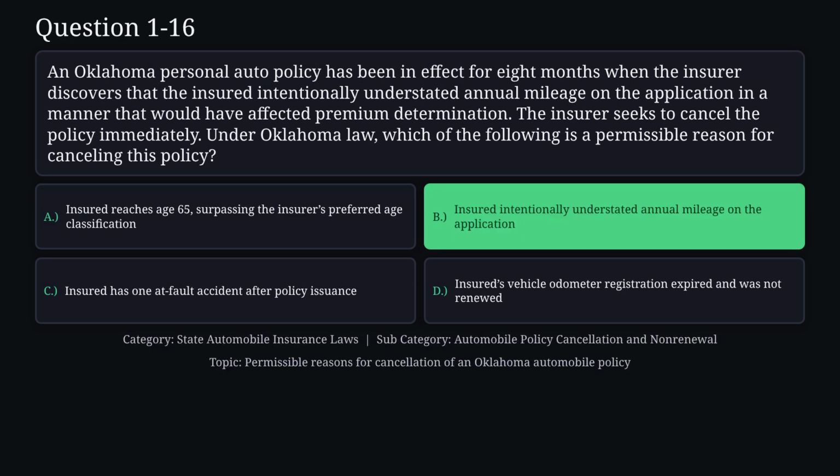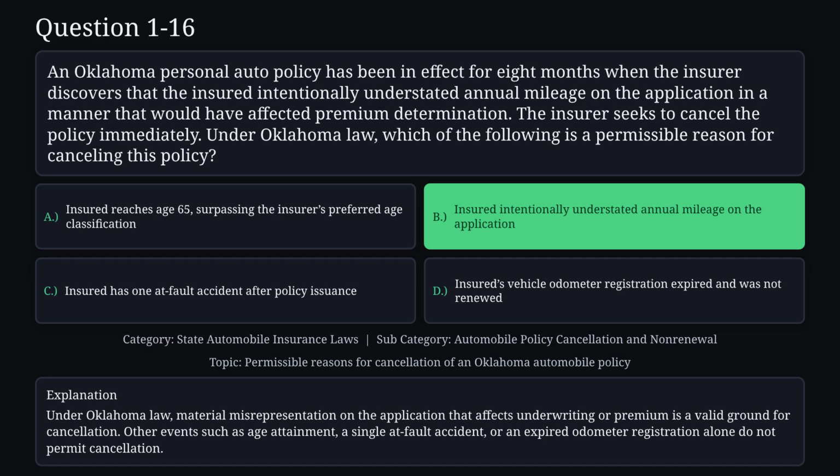The correct answer is B. Under Oklahoma law, material misrepresentation on the application that affects underwriting or premium is a valid ground for cancellation. Other events such as age attainment, a single at-fault accident, or an expired odometer registration alone do not permit cancellation.